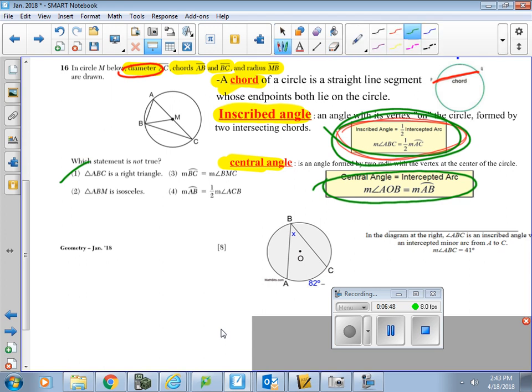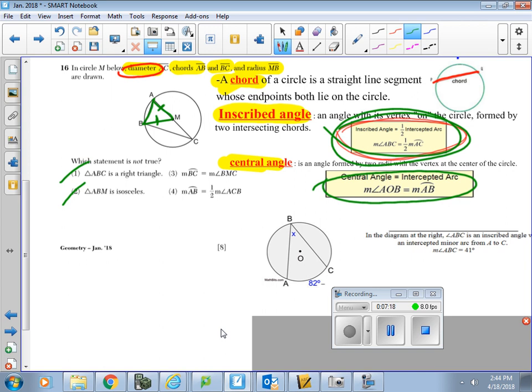Now it says, what about triangle ABM? Is that isosceles? So ABM, so let's outline that. A to B to M. All right? Is that isosceles? Well, remember, BM or MB is a radius. MA is also a radius. Those two sides are the same. Remember, an isosceles triangle has two sides and two angles that are the same, which means that that is a true statement. That's not my answer.